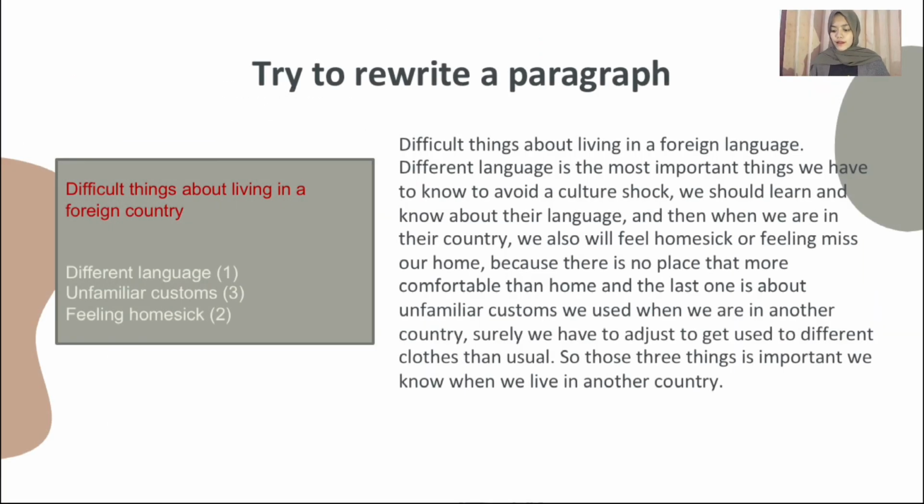After I explain about rewriting, we have to try to rewrite the paragraph. Here, let's take a look at my paragraph. It's about difficult things about living in a foreign country. In this paragraph, there are three important qualities. Different language is the most important thing we have to know to avoid a culture shock. We should learn and know about their language, and then when we are in their country, we also will feel homesick, or miss our home, because there is no place more comfortable than home. And the last one is about unfamiliar customs when we are in another country. Surely we have to adjust to get used to different clothes than usual. So those three things are important for us to know when we live in another country.